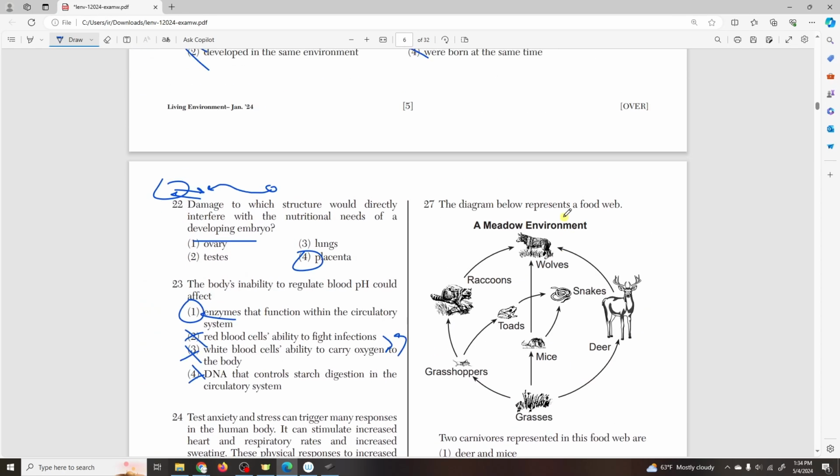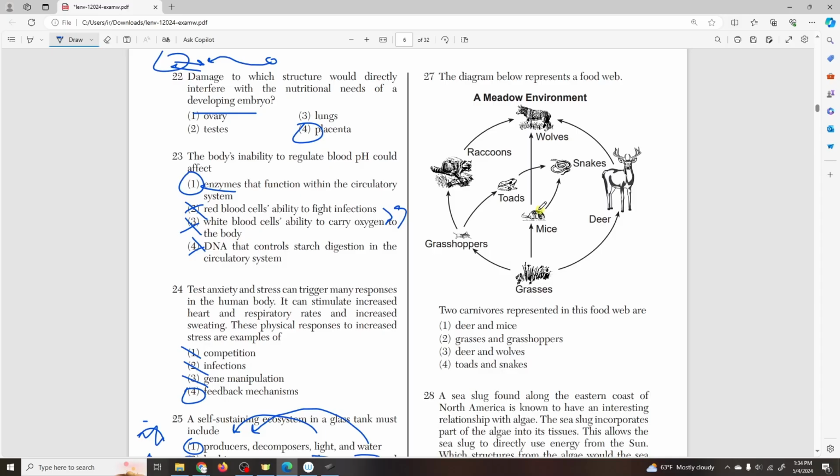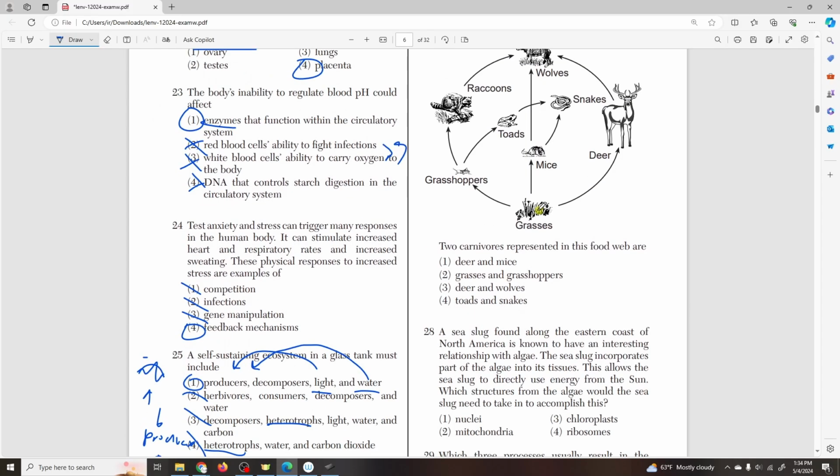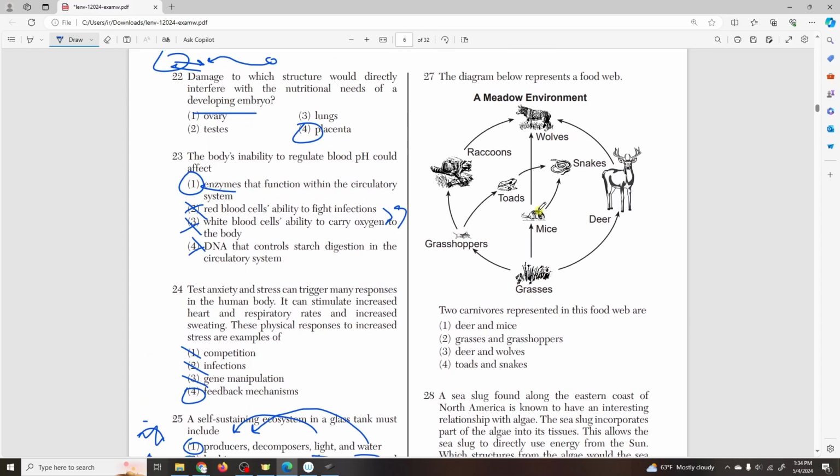Number 27 says a diagram below represents a food web. Two carnivores represented in this food web are what? Well, what does that carnivore have to do? A carnivore has to eat other animals, right? So, for example, it cannot be a deer because guess what? Deer eat plants, not other animals. It can't be mice because mice eat plants, not other animals. It can't be grasshoppers because guess what? Grasshoppers eat grass, not other animals.